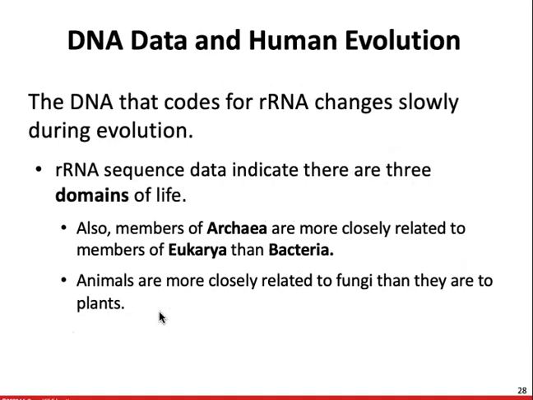The DNA that codes for RNA is going to change very slowly during evolution. Our rRNA sequence data indicate that there are three different domains of life. Those three domains, do you remember? Those are going to be our Archaea, Eukarya, and Bacteria. It is believed, based on our rRNA sequence, that the members of the Archaea are going to be more closely related to members of Eukarya than Bacteria. Animals are going to be more closely related to fungi than they are to plants.